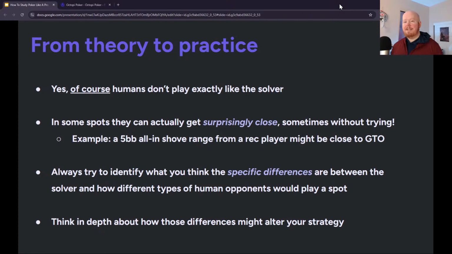There are actually quite a lot of ICM situations where an opponent can accidentally fall into being appropriately tight in a certain situation, and they end up calling off with approximately the right range just because they're naturally playing very tight, right? So it's not always the case that we can just throw the solver out the window, because we do need somewhere to start from, and we do need somewhere to go when we're up against an opponent where we think that even if they don't know about GTO, they can still surprisingly get close to a GTO response. So we always want to try to identify what we think the specific differences are between the solver and how different types of human opponents would play a spot.